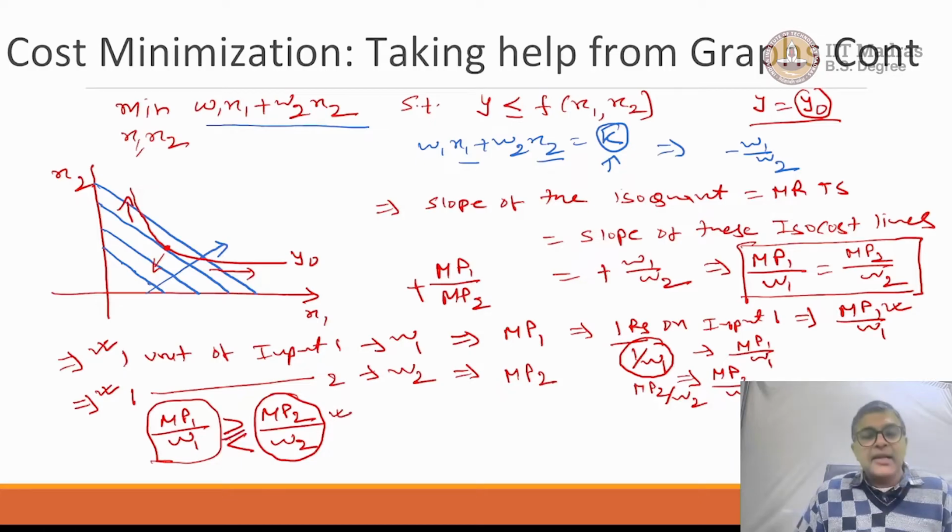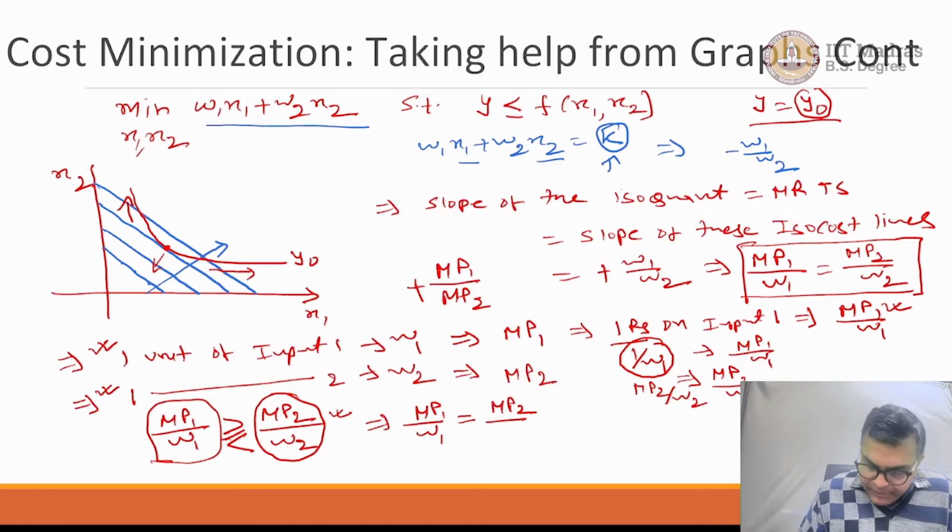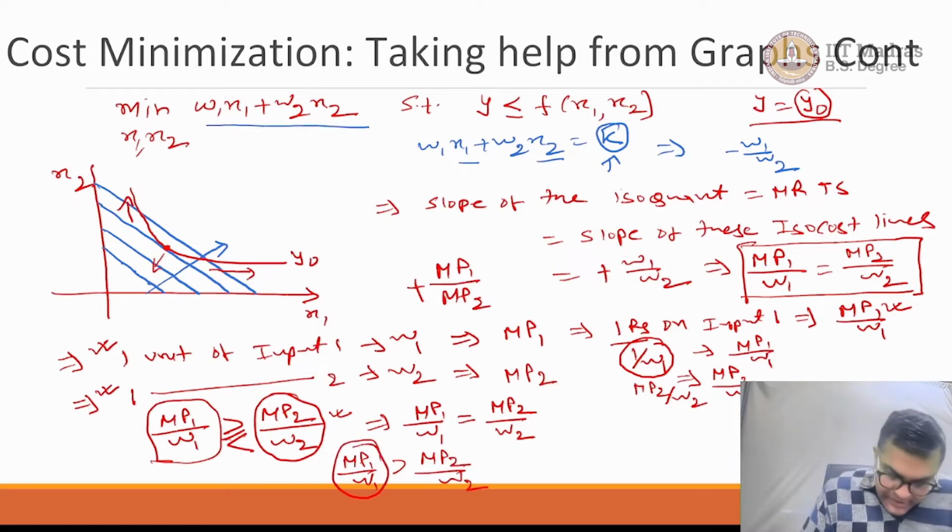So, if we are spending our money on both the inputs, what it means is that MP1 divided by W1 has to be equal to MP2 divided by W2. Let us understand slightly differently. Let us say that MP1 divided by W1 is greater than MP2 divided by W2. We should spend that extra rupee on input 1. But typically what's happening here, and we will see later on, is that MRTS changes.